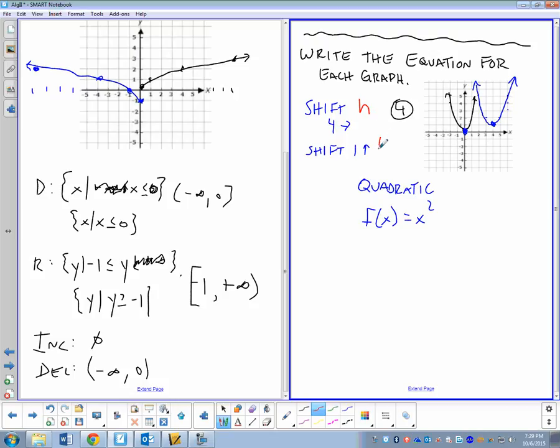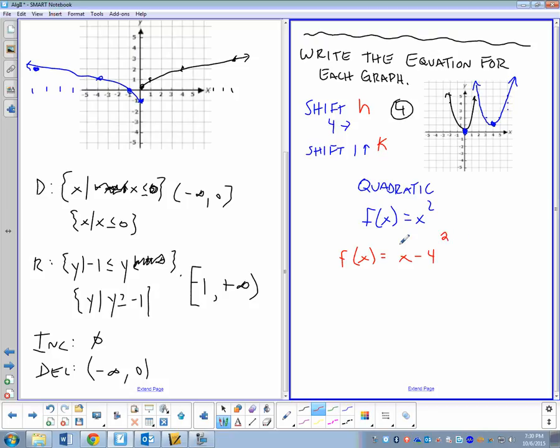And if I'm shifting 1 up, that's a k value. So when I rewrite this, it's going to be f of x equals. Remember that with h and k, you're always adding it. H is always part of what's happening to this x. And in this problem, my x is being squared. So to show that it's part of my x, I can't just write x minus 4. Remember minus because with h, it's always the opposite of what you think. 4 to the right is going to be minus 4.